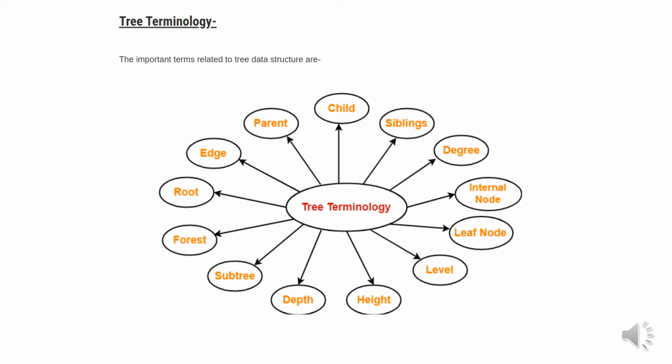Now we will see tree terminologies. Tree terminology means the important terms related to the tree. These are the different tree terminologies: child, siblings, degree, internal node, leaf node, level, height, depth, subtree, forest, root, edge and parent. We will see them one by one: what is a child, what is a parent of a tree, what is a sibling of a tree.